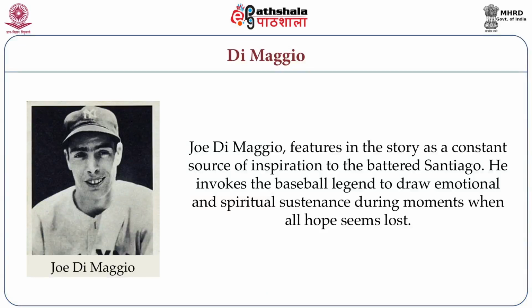He believes if Maggio plays well, that augurs well for him. If Maggio is not that successful, that's a bad omen for him. So in a way, he identifies himself with Maggio, and thereby in this particular story, the baseball player assumes the potential of a tragic hero as well. Joe Maggio features in the story as a constant source of inspiration to the battered Santiago. He invokes the baseball legend to draw emotional and spiritual sustenance during moments when all hope seems lost.